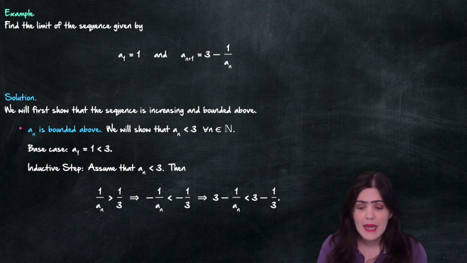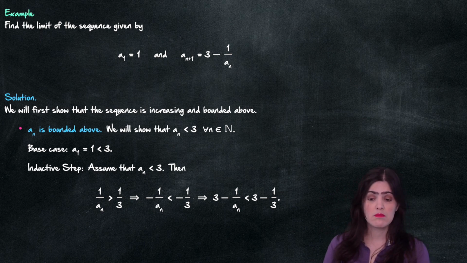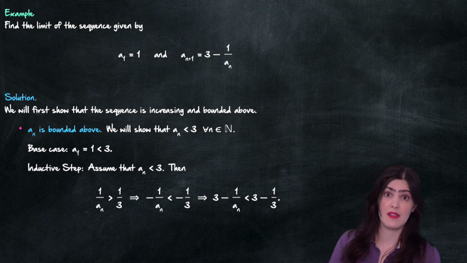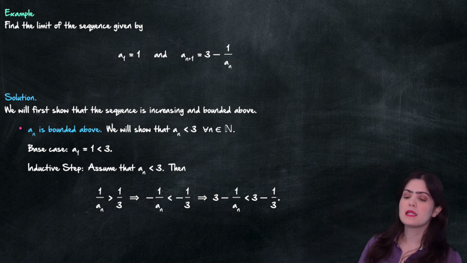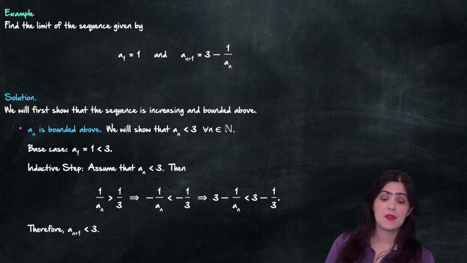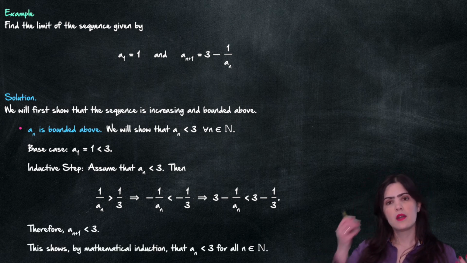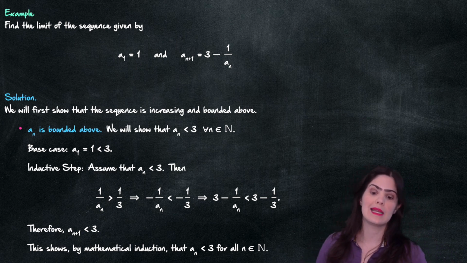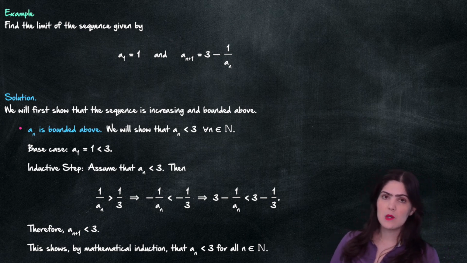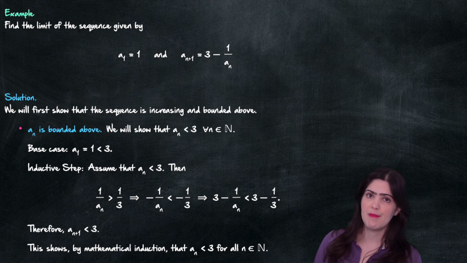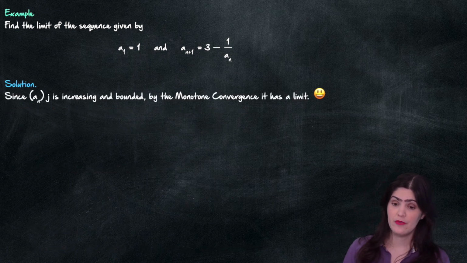But 3 minus something positive is, well, less than 3. And the thing we have on the left in the last inequality, that is an plus 1. So indeed, an plus 1 is less than 3. So indeed, we can conclude by induction that an is strictly less than 3 for all natural numbers. Very good. So we know that my sequence is increasing and bounded above, so it converges.